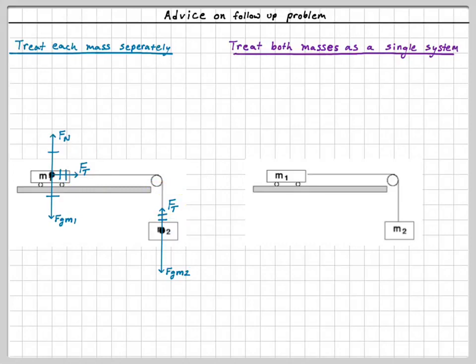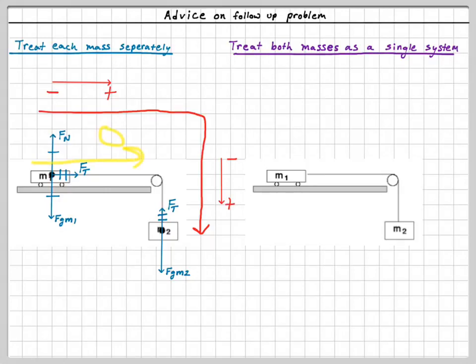I've also clearly shown that force gravity of M2 is greater than force tension because it's accelerating down, and force tension is greater than nothing because there's no friction, so it's accelerating to the right. There you've got a hint at how we're going to draw our axis of acceleration, and there you have it. We're going to draw our axis of acceleration like that because this cart is accelerating to the right and this mass is accelerating down. So you can then know what positive and negative signs you would assign to these forces.